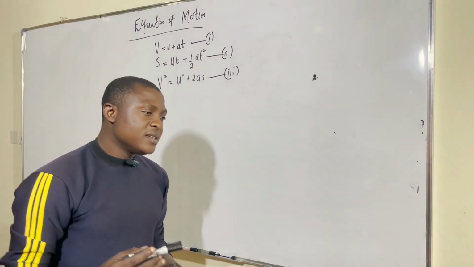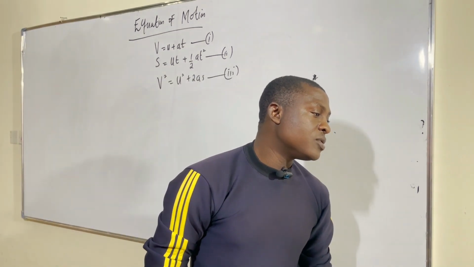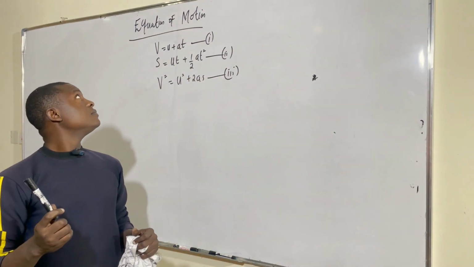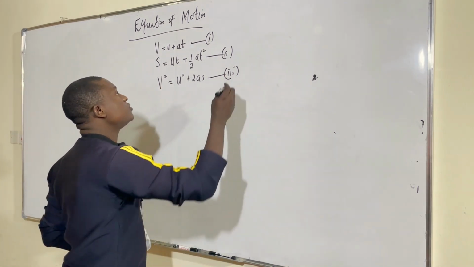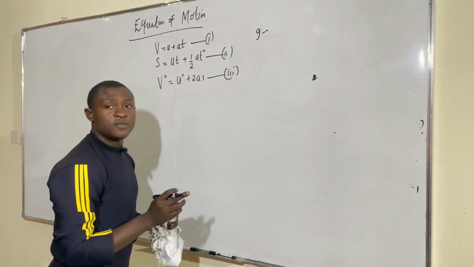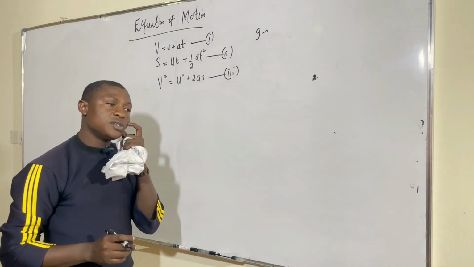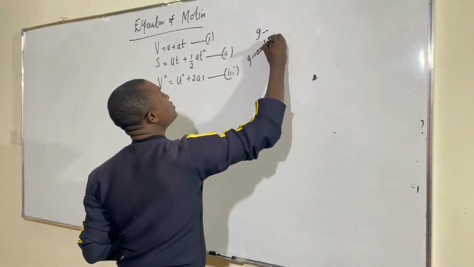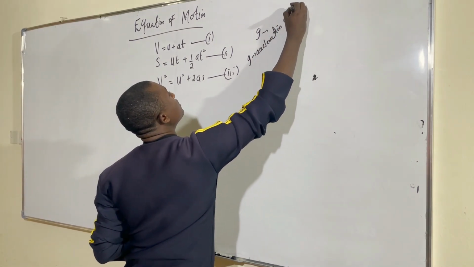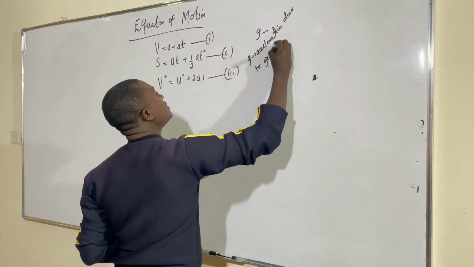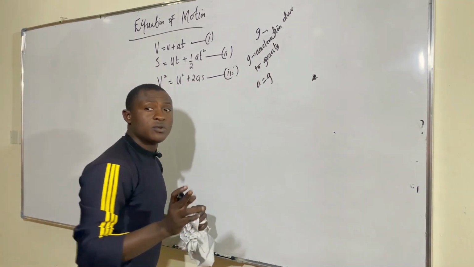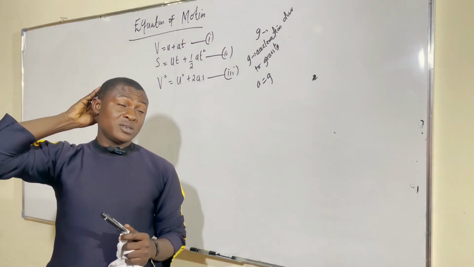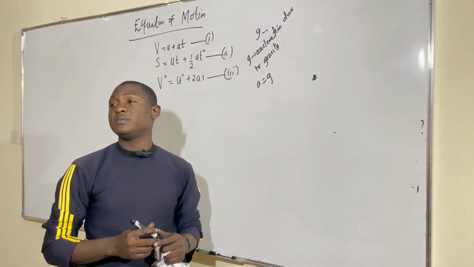But there's another thing we have to take note of in these situations, because a and g are equal in some situations. G is nothing but acceleration due to gravity, which is the same thing as a in physics. They are the same. If you recall, in substitution you have to use either 10 meters per second squared, or you can be asked to use 9.8 meters per second squared.